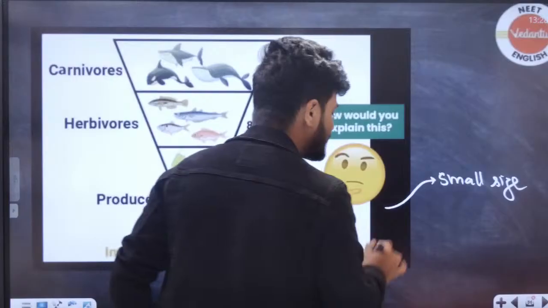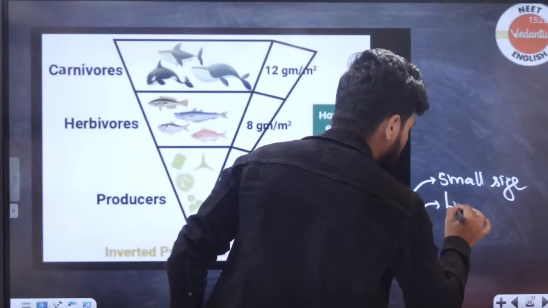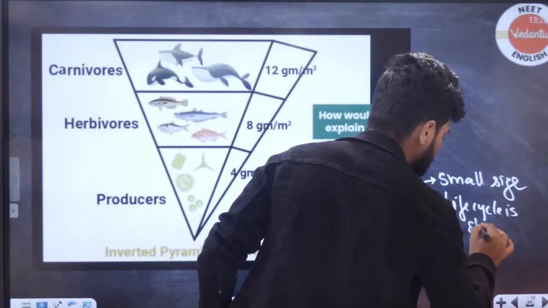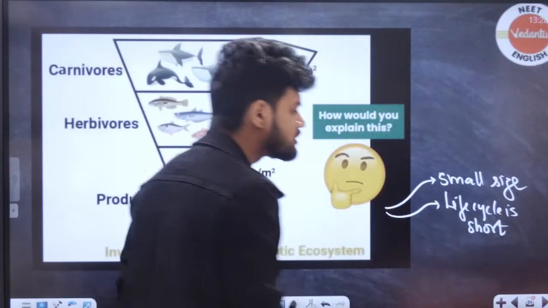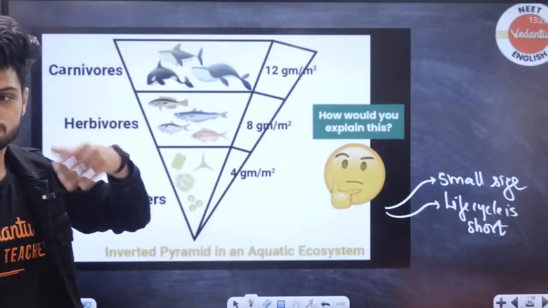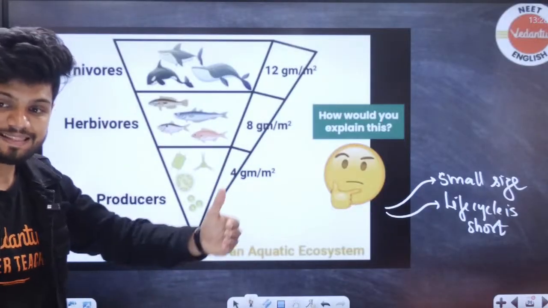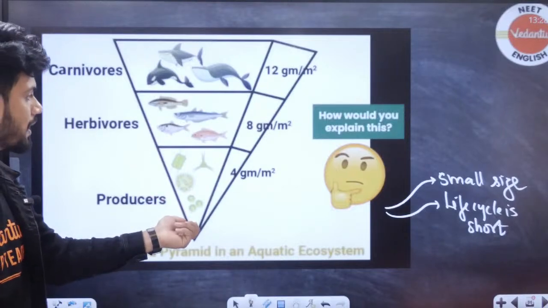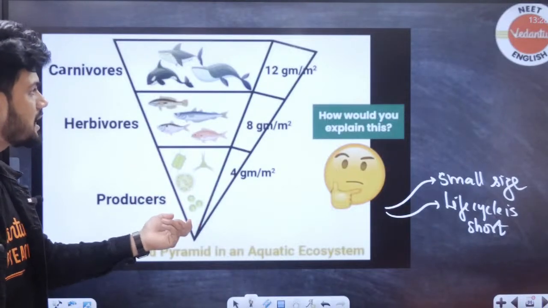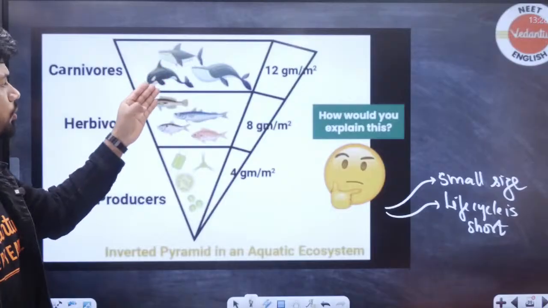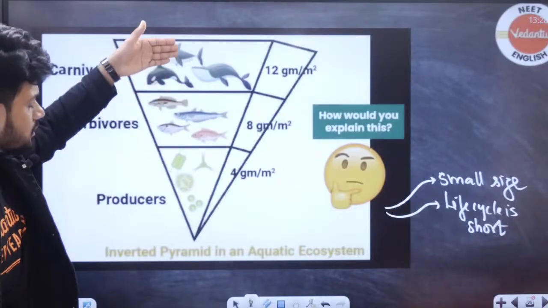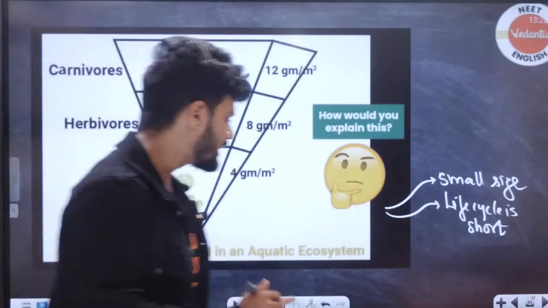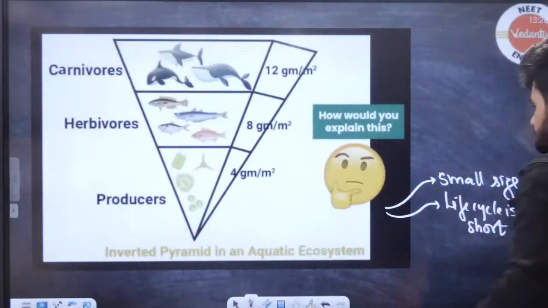Small size. And the second main reason is that the life cycle is very short. They finish the life cycle in very little time. So the biomass of your producers, that is your phytoplankton, is very low. And for the very same reason, compared to a whale, shark, or killer whale, the biomass of those is very high. So it is always inverted in the case of an aquatic ecosystem.